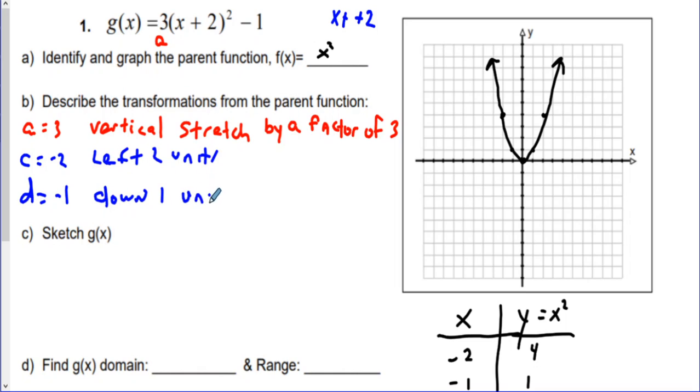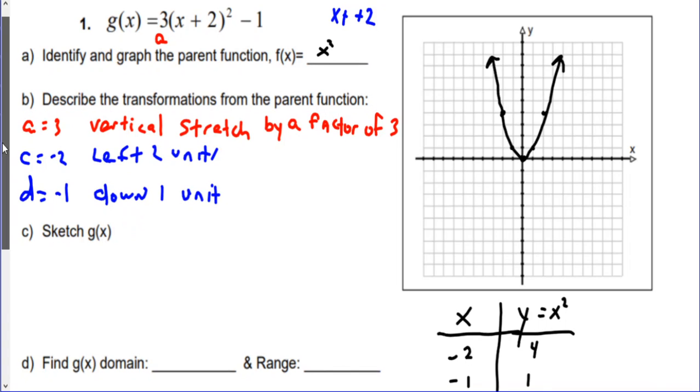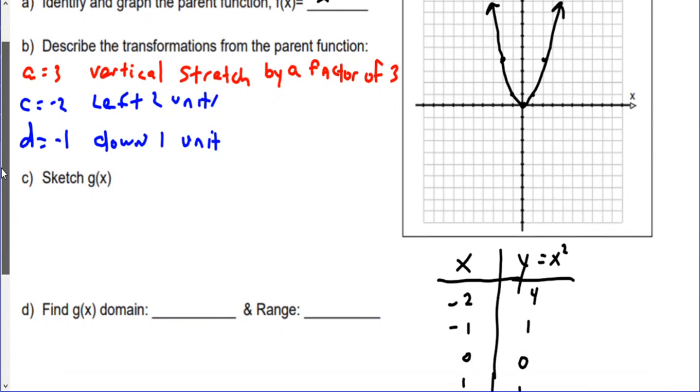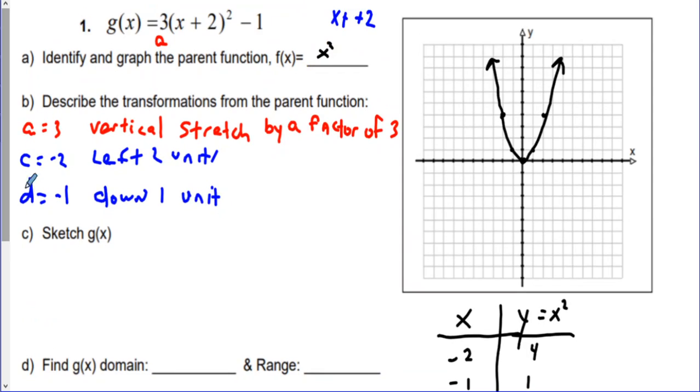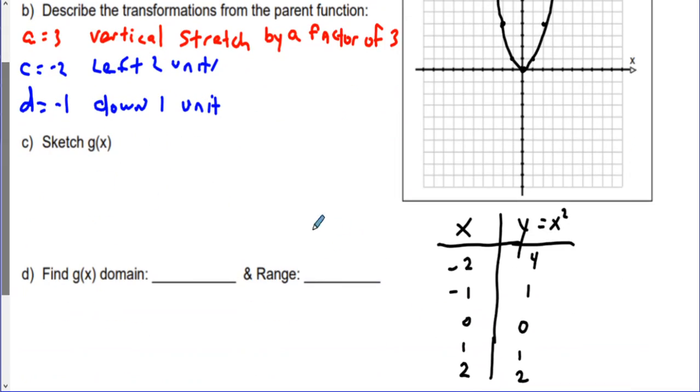Okay, so now it's asking me to sketch g of x, right? There's a couple things I can do here. One thing is I can transform. I can use my a, c, and d to transform this parent function table. So let's see what that looks like. I'm going to make another little xy table over here for my newly transformed function.